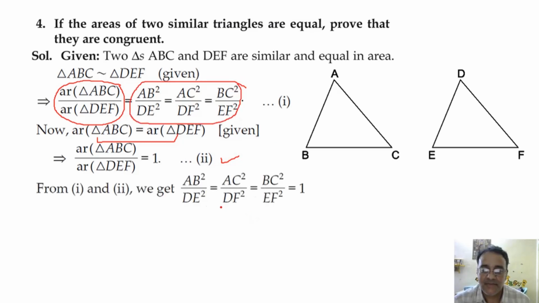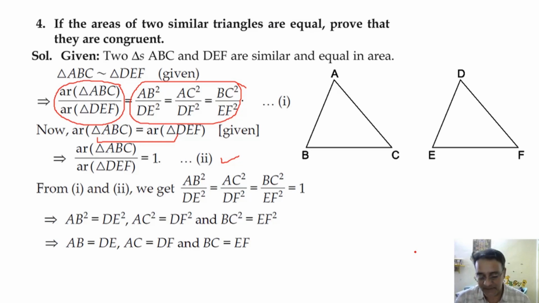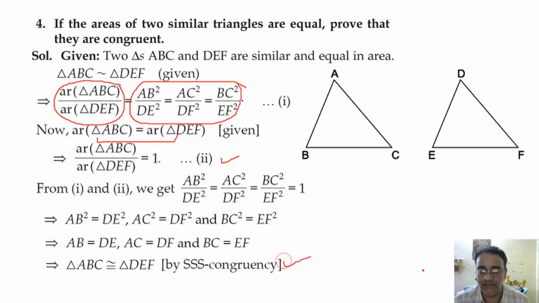So that means AB square is equal to DE square, AC square is equal to DF square, BC square is equal to EF square. And this will imply AB is equal to DE, AC is equal to DF, and BC is equal to EF. That means all the three corresponding sides are equal. So these two triangles are congruent. By which criteria? SSS. Right, by SSS congruence rule.